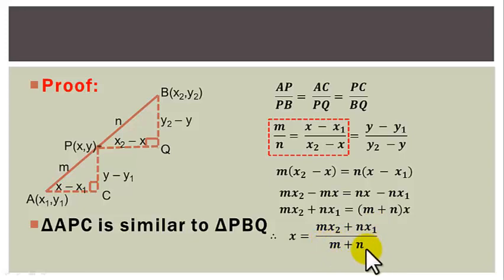Similarly, to find the y coordinate, we have to consider the equation m over n equal to (y minus y1) all over (y2 minus y). And solving for y, we obtain y equal to (my2 plus ny1) all over (m plus n).